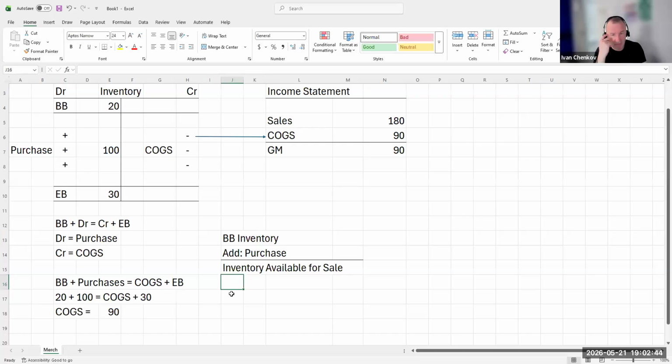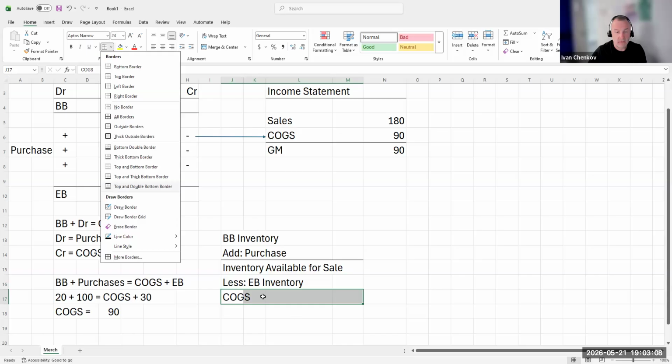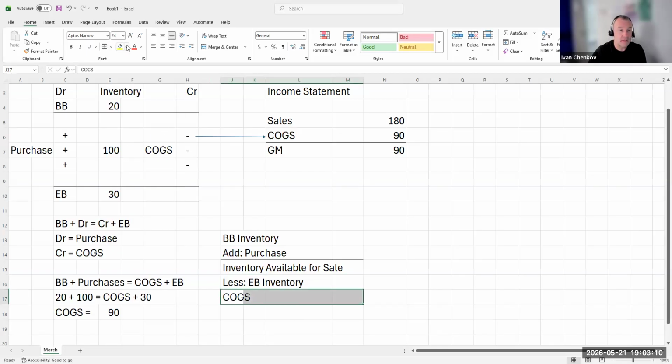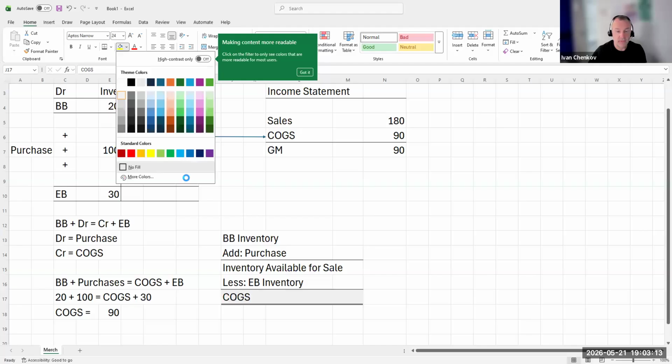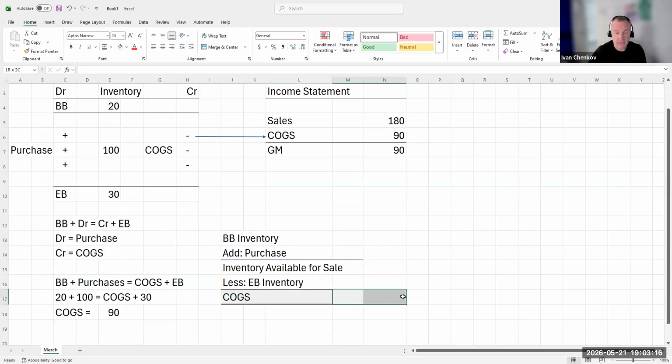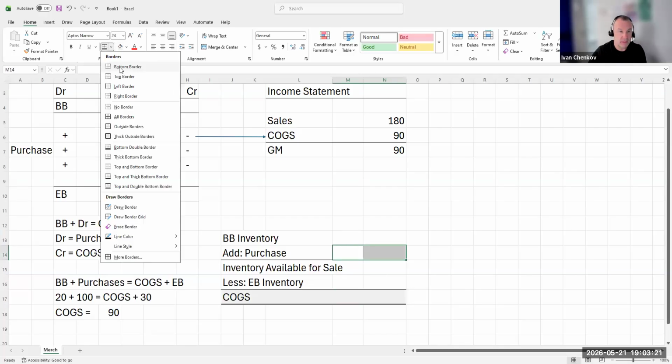So once I have the inventory available for sale, I'm going to deduct less the ending balance of the inventory account. And that's how we're going to get cost of goods sold. My cost of goods sold will be here, and we can double space it and make it nice and beautiful. So that's the calculation of the cost of goods sold. If you want to present it, put the numbers here. Let me first extend this one a little bit more, and we can put some numbers so we can see if this makes sense.